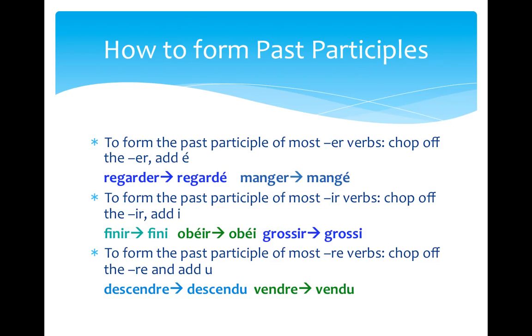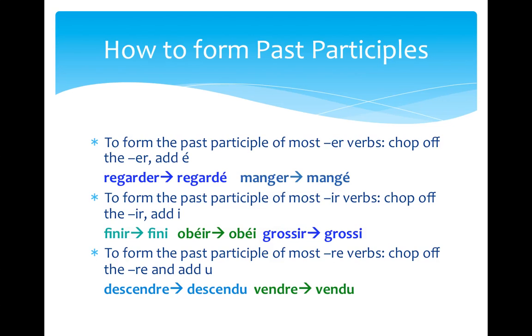To form the past participle of most IR verbs, you chop off the IR and you replace it with an I. So finir becomes fini. Obéir becomes obéi. Grossir becomes grossi. Repeat after me. We'll go from left to right for each example. Finir, fini. Obéir, obéi. Grossir, grossi. To form the past participle of most RE verbs, chop off the RE and add U. You get descendre, descendu. Vendre, vendu.